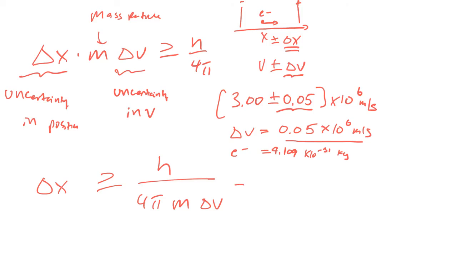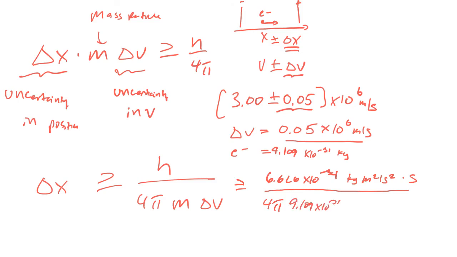Okay, so let's plug in. So 6.626 times 10 to the minus 34. Now I'm going to just do the kilogram meter squared per second squared for joule right off the bat, times seconds, divide by 4 pi, no units there. 9.109 times 10 to the minus 31 kilograms. Kilogram cancels, and then I'm going to plug in the uncertainty in the velocity, 0.05 times 10 to the 6 meters per second. Okay, so the minimum uncertainty in the position also comes out with unit of meters once we cancel out our seconds and one of the meters.